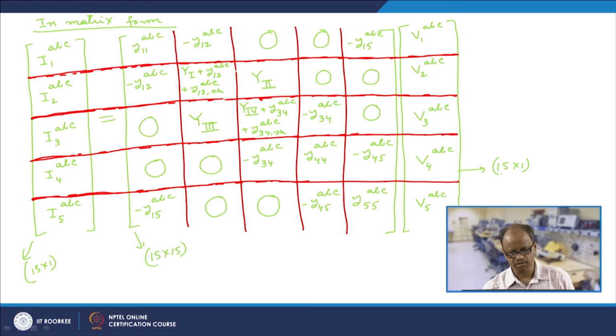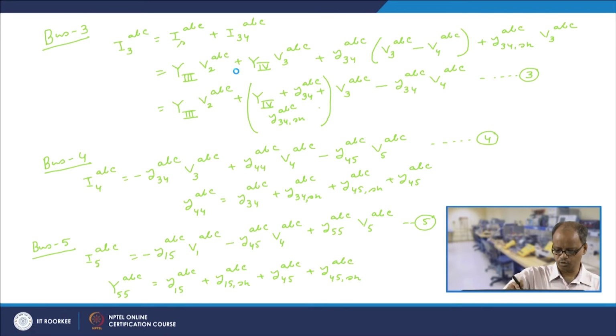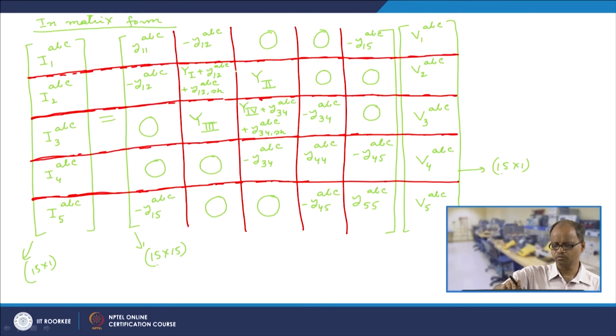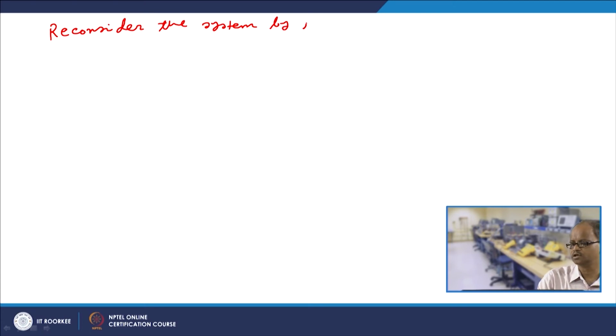To understand that, we will now reconsider the earlier system as shown. Only thing is that we will now simply remove this transformer. So, now we will reconsider the system by removing the transformer.